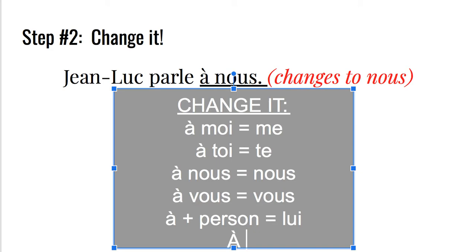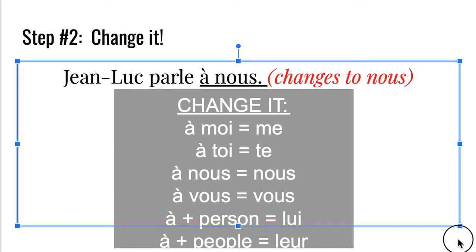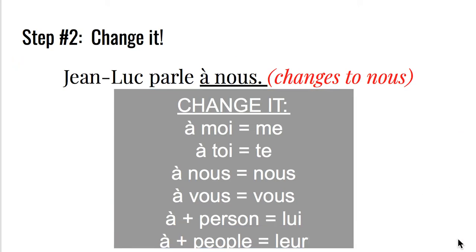If you have a plus people, so more than one person, it's going to be leur. So you're going to then decide how you're going to change it. So in this example, je ne parle à nous, that is going to change to nous. So just looking at your chart here, that changes to nous. So now I have found it, I have changed it.